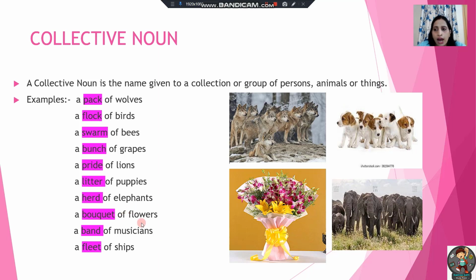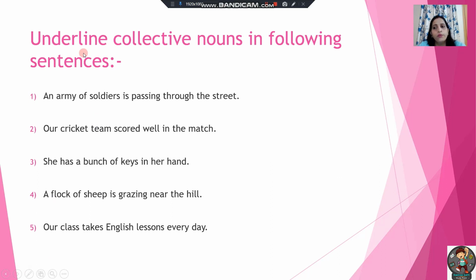Now a bouquet of flowers. So in this bouquet, there are so many flowers. So we can use the collective noun a bouquet of flowers. Next is a band of musicians, a fleet of ships. Okay. So these are some examples of collective nouns. Now we will do one exercise based on collective nouns. Underline collective nouns in the following sentences.